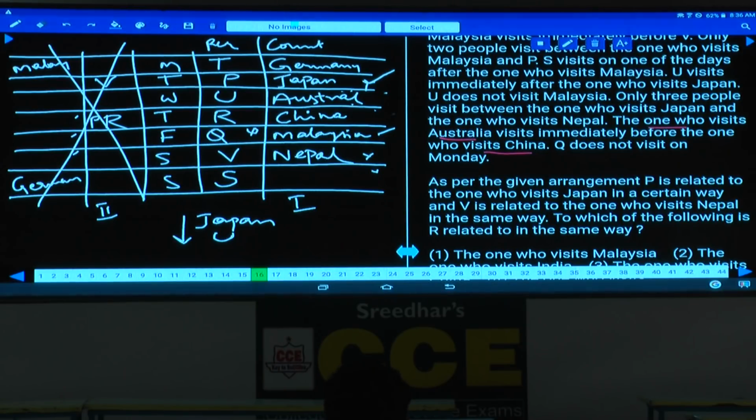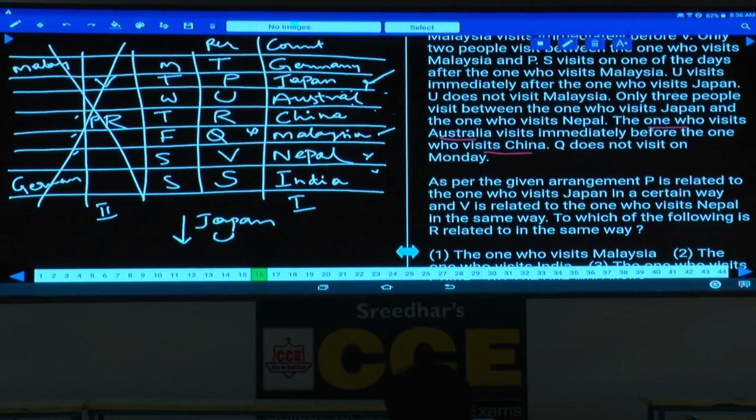And among the countries, Germany, Japan, Australia, China, Malaysia, Nepal, which is left over? Finally, India, and the person who visits India is on Saturday and is S. Done with this one? Now this is about question number 16 to 20.